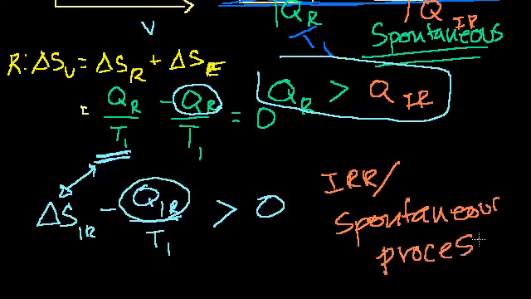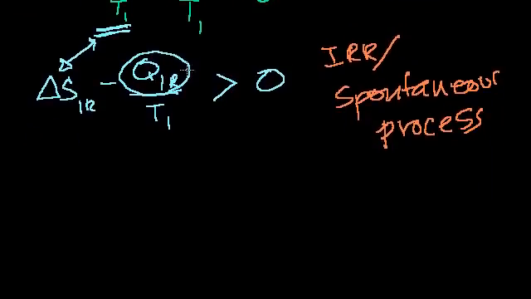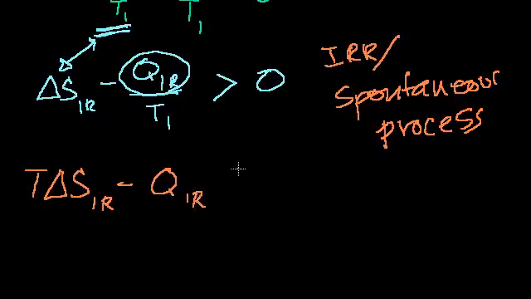process. Now let's just do a little bit of mathematics. So this is the heat that was essentially given to the irreversible system. And it's a minus here because this is the term taken away from the actual reservoir. So let's multiply both sides of this equation by T1. And we get T1 times delta S of the irreversible process minus Q of the irreversible process is greater than 0.